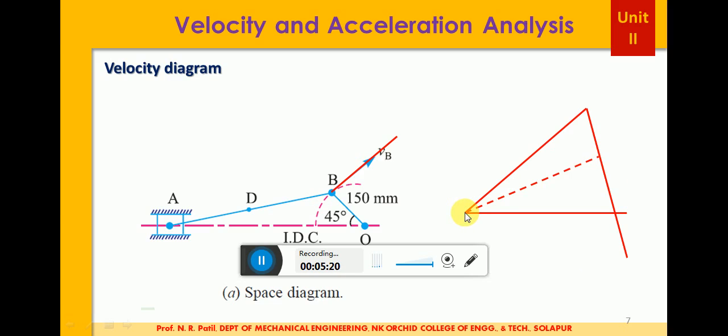fixed point O. So this vector will give you the velocity of point D, and when you label all the points you will get all these velocities. You just have to measure the length of the vector, multiply with the scale, and you will get the velocity. So this you already know.